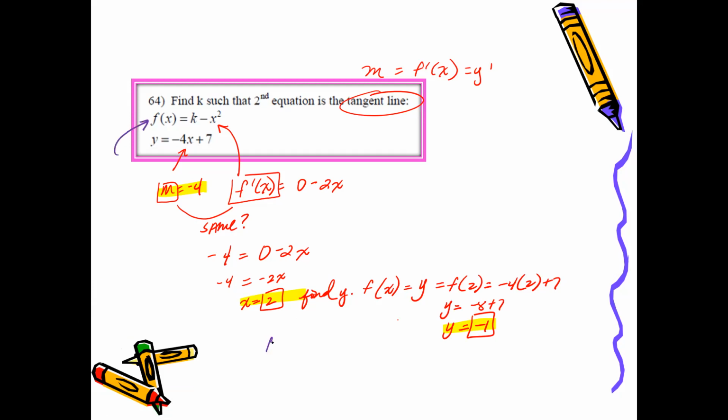So I know that f of x is equal to k minus x squared. f of x is the same thing as y, which is -1. So -1 equals k minus 2 squared, so -1 equals k minus 4. K, add the 4 on both sides, is then equal to 3. And that is my answer.